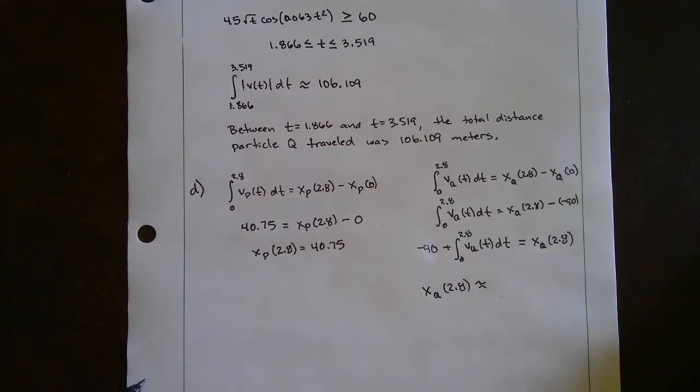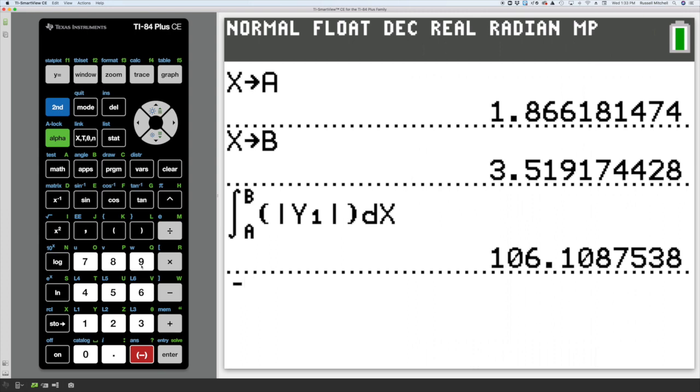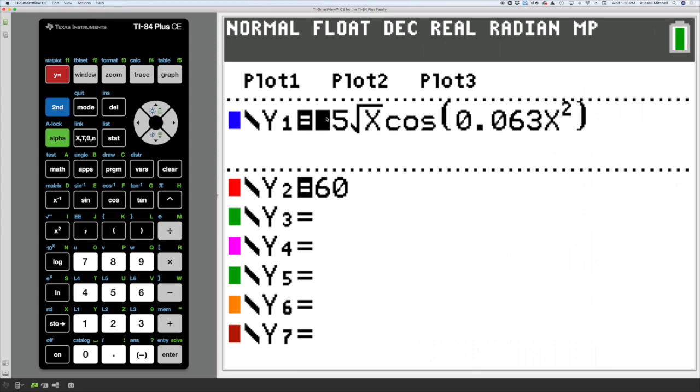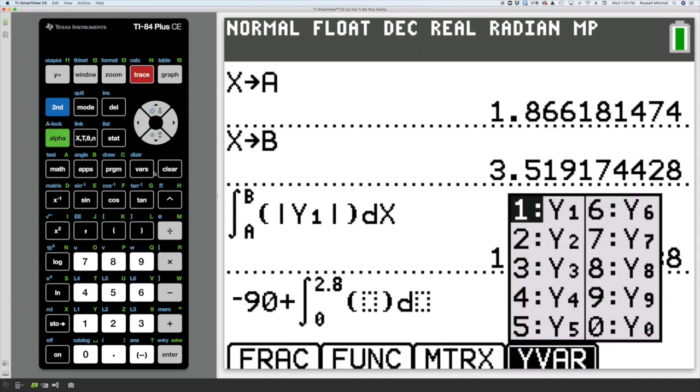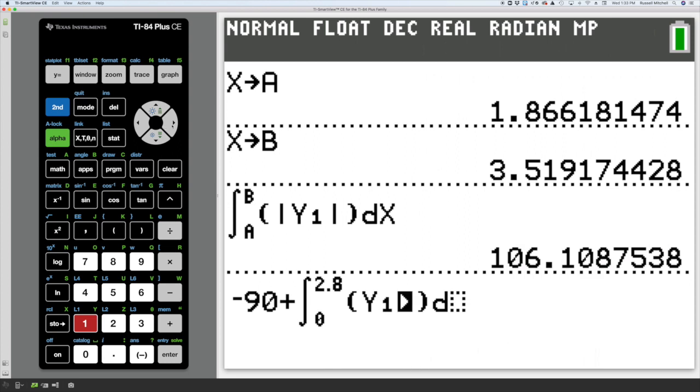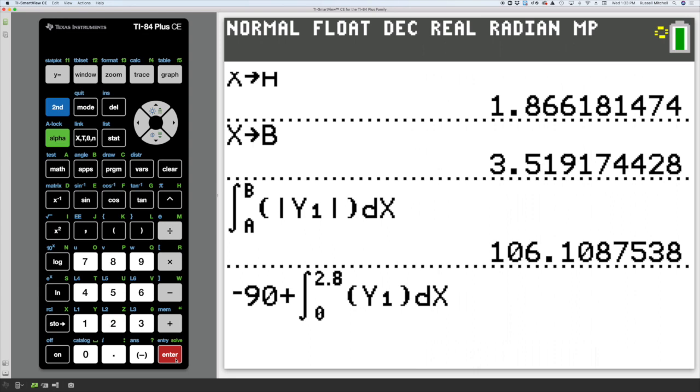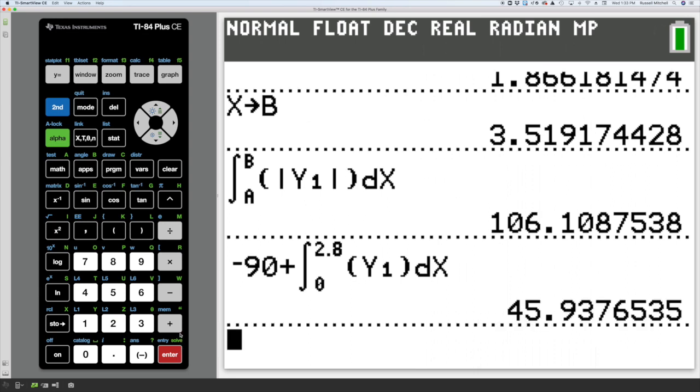Let's go to our calculator and do this calculation. We want to type in negative 90 and then plus, then alpha window, function integrate, number 4. And we want to go from 0 to 2.8. This was y1, let's just double check. Yes, y1 was the velocity of particle Q. So alpha trace to get the y1 menu, and then dx. This one comes out at 45.937.